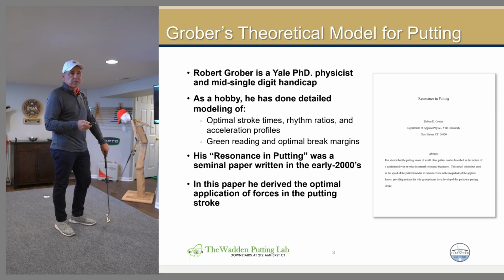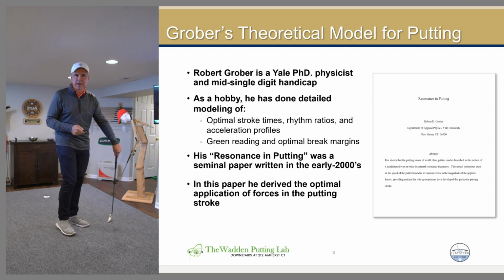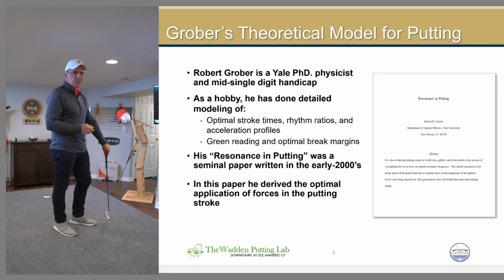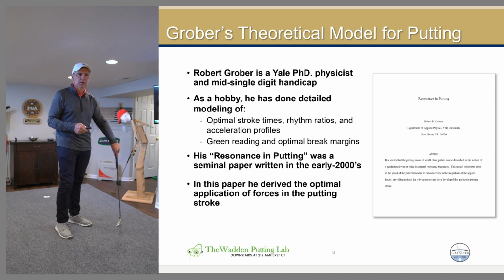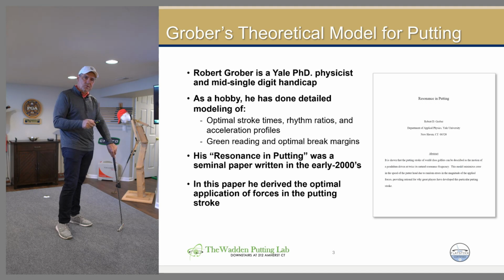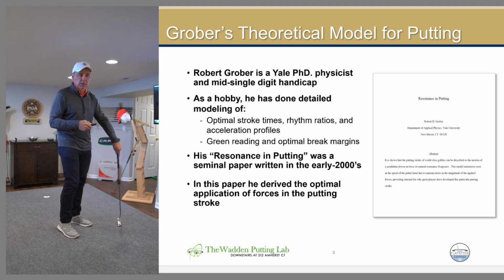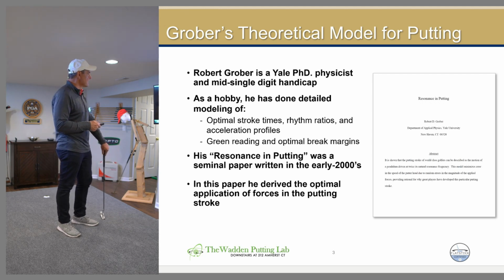And actually most recently he did a paper on the alpha controversy that some of you may follow between Michael Jacobs and Sasha McKenzie. Anyway, he authored this paper, Resonance in Putting, in the early 2000s. And this was a seminal paper. He really cracked the code for the rest of the industry on the importance of stroke times, the ratio of backstroke times to downstroke times, and acceleration. And before he came along and wrote this paper, we really didn't know how important this was.